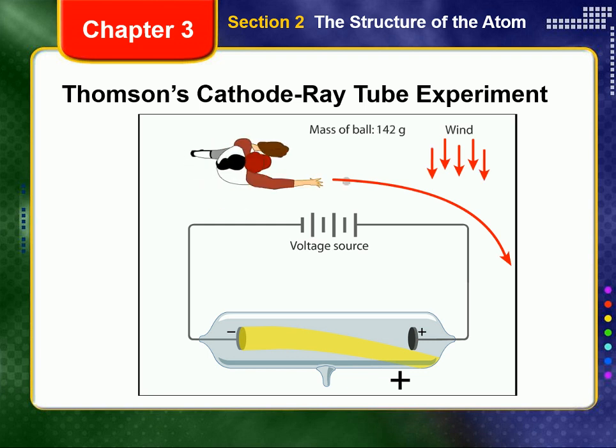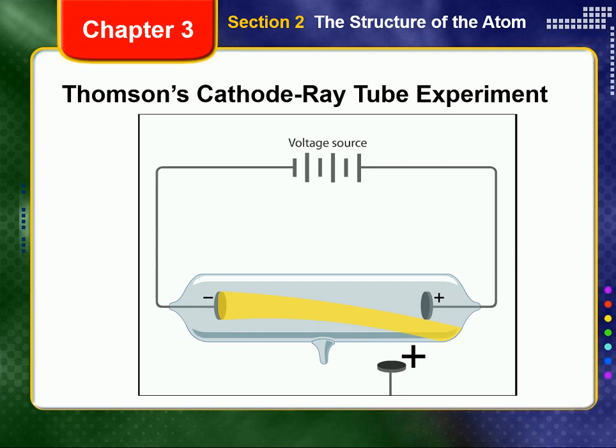Similarly, if the wind were stronger and the baseball player used the original ball, the wind's effect would be more evident. The strength of the outside force is one of the factors that determines the path the ball will take. By observing the path of electrons in the cathode tube, Thomson was able to calculate the ratio of charge to mass of an electron.